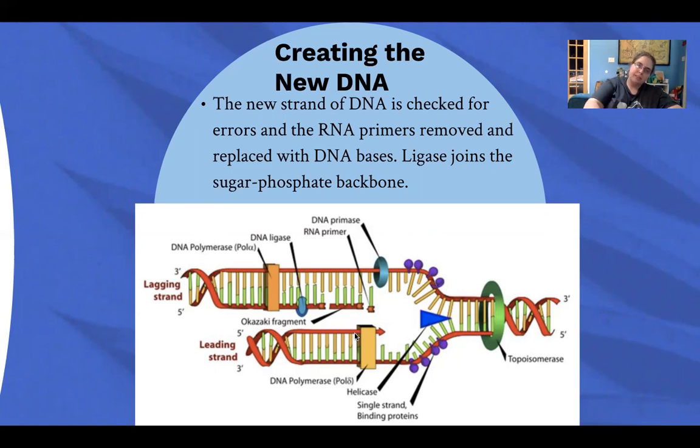Then we have our last enzyme that you need to know, ligase. Ligase is going to connect all the different parts where the backbone needs to fuse. So the sugar phosphate backbone, any place where they're not connected, ligase is going to make sure that they join together.